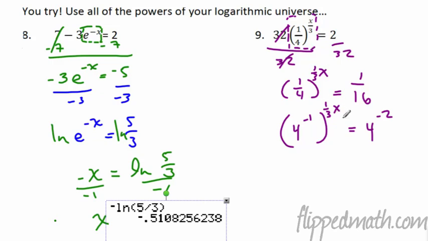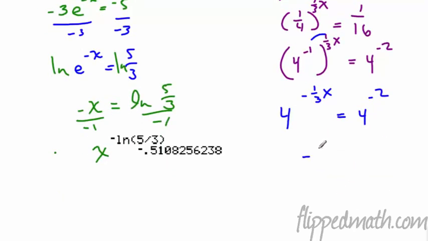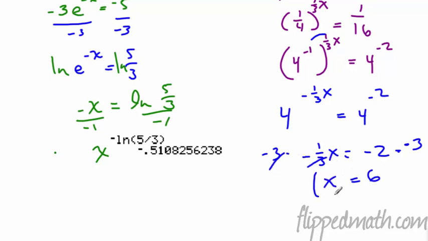So a little simplification on the left, I'm going to get negative 1/3 x. We put that as a power on 4 because I multiply these two. This is all going to equal 4 to the negative 2. So this simplifies very easily into just the exponents have to be equal to each other. So I can multiply both sides by negative 3. Multiply by negative 3 over here. All right, we get 6. They cancel. x equals 6. All done.